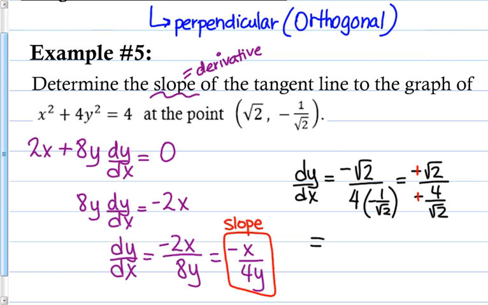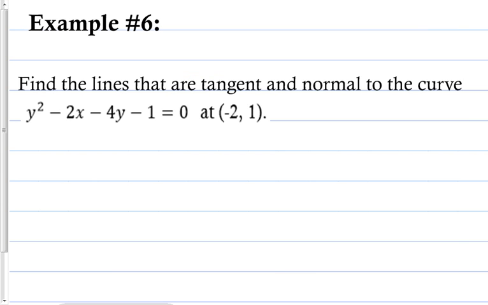So, square root of 2 times, and instead of 4 over the square root of 2, it's going to be the square root of 2 over 4. Square root of 2 times the square root of 2 is 2, and then the 4 is just 4, and then 1/2. There's my slope. dy/dx is 1/2. All right, example 6.